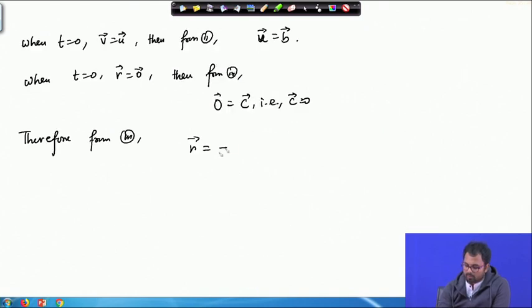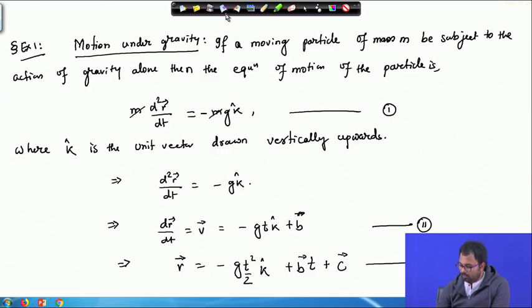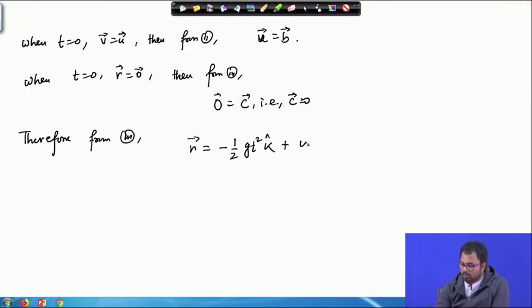half g t square k plus u t, where u is the initial velocity and c is 0. So, this is the required equation of the motion, the required locus of the point P.